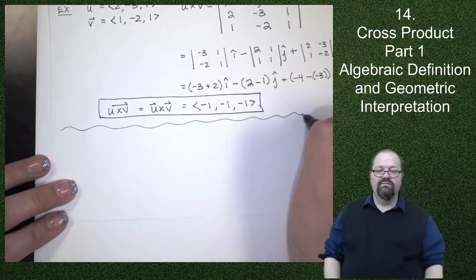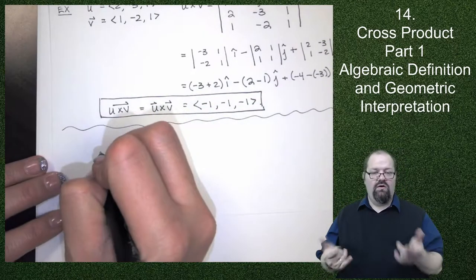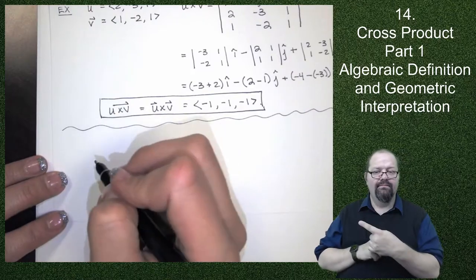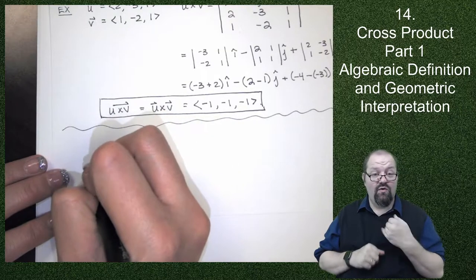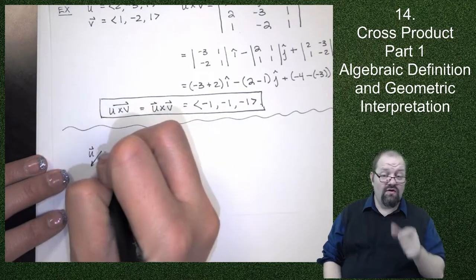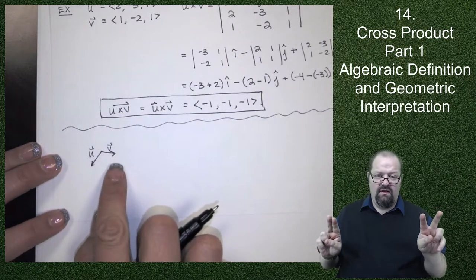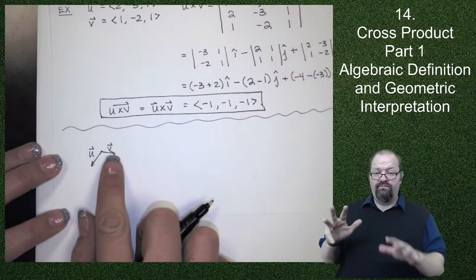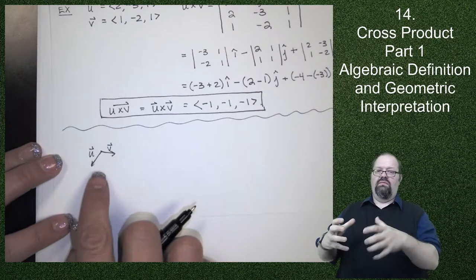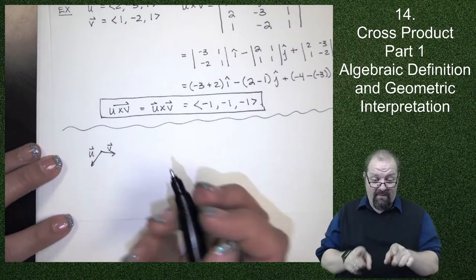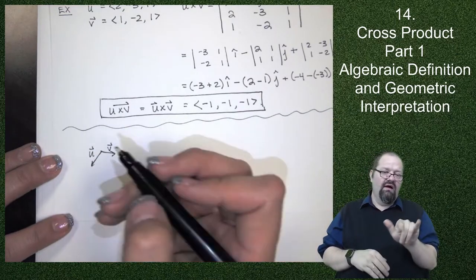Here's our first geometric interpretation. If I have two vectors and those two vectors aren't parallel to each other, let's say I've got u here and v here. Together, those create an entire plane. They define a plane, as long as they're not parallel to each other. If they're parallel, they define a line. If they're not parallel, they define a plane.